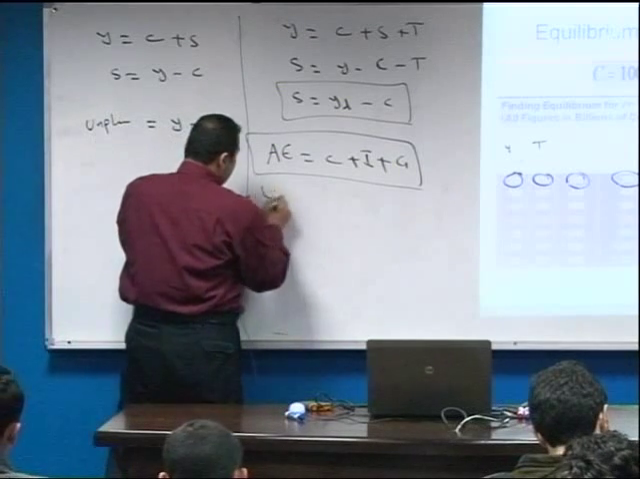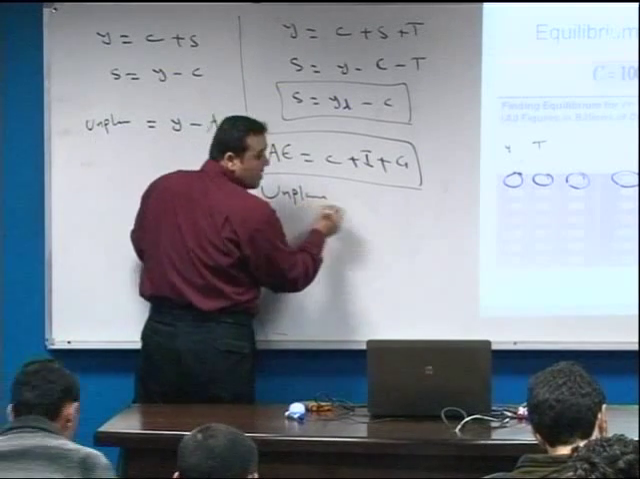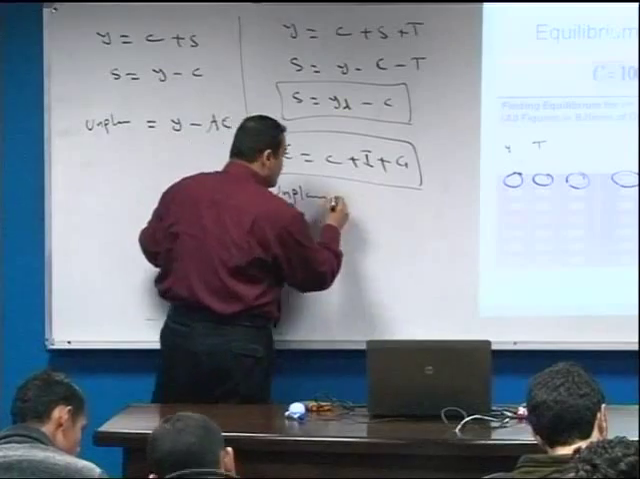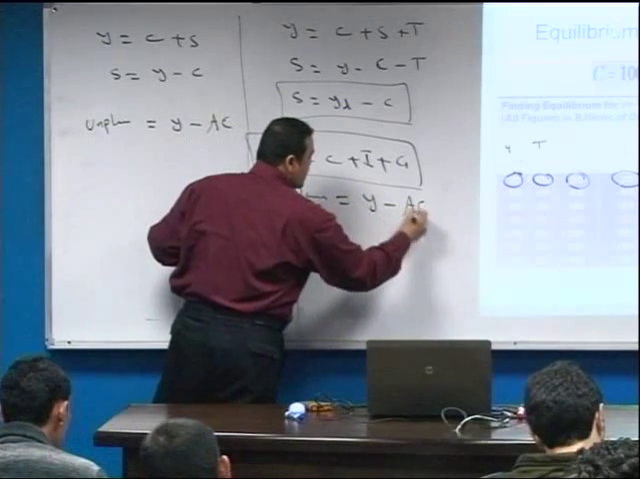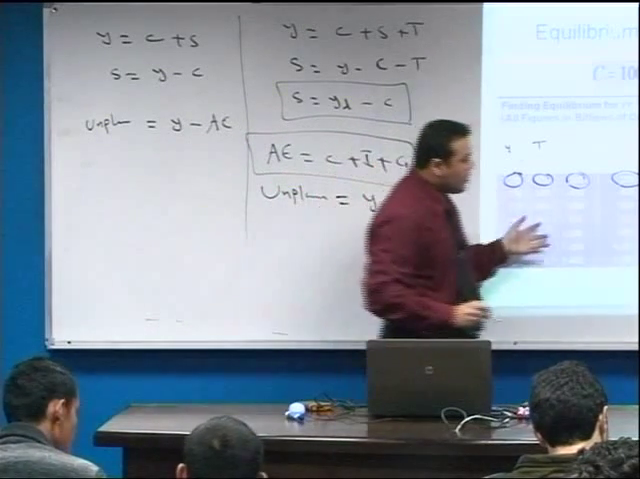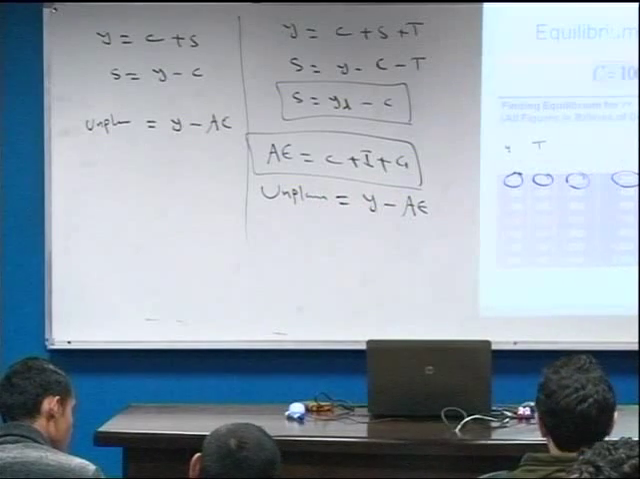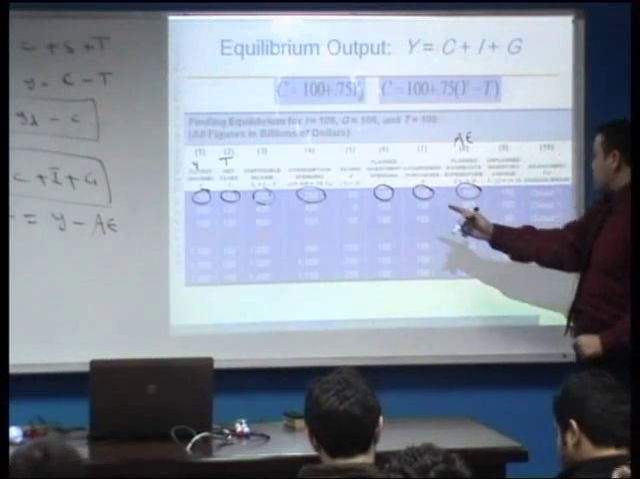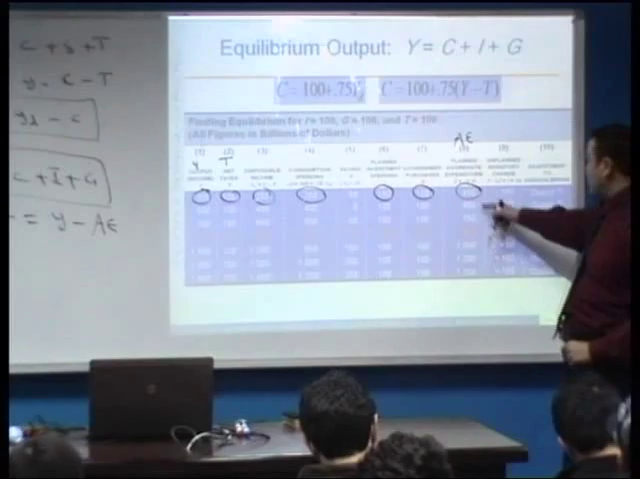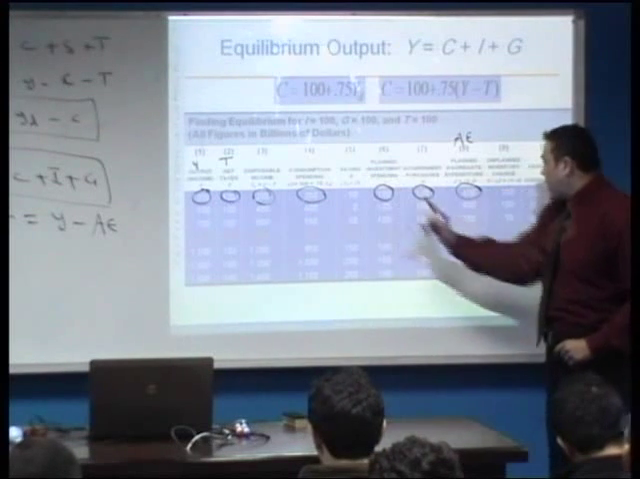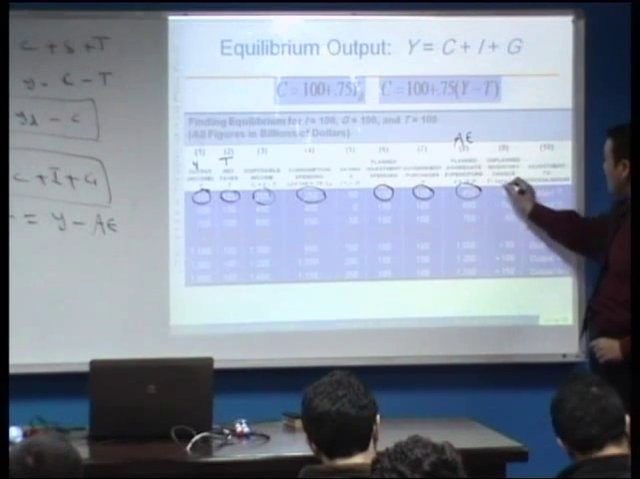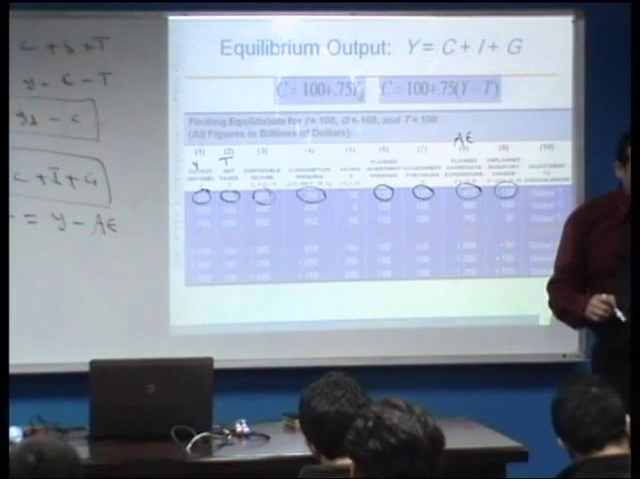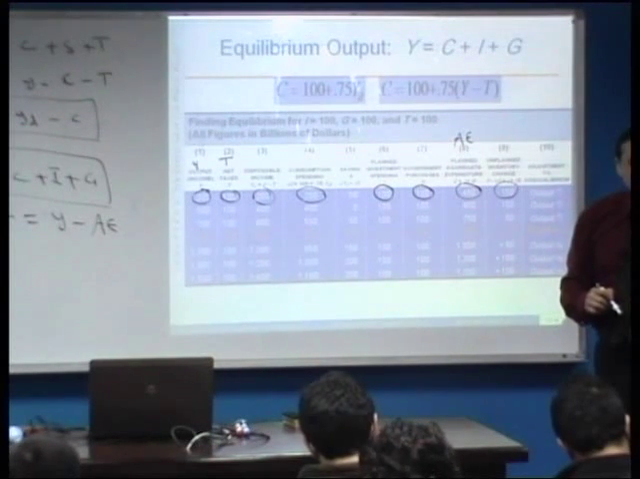So the unplanned change in business inventory equals Y minus aggregate expenditure. So Y equals how much here? Y, 300, minus the aggregate expenditure, 300 minus 450 equals minus 150. Right?